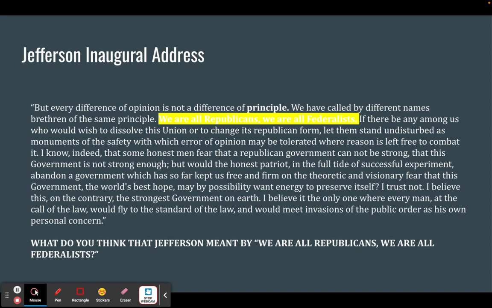So I have a little clip here from Jefferson's inaugural address. This is when he's sworn in as president, he gives a speech, and this is what he said.